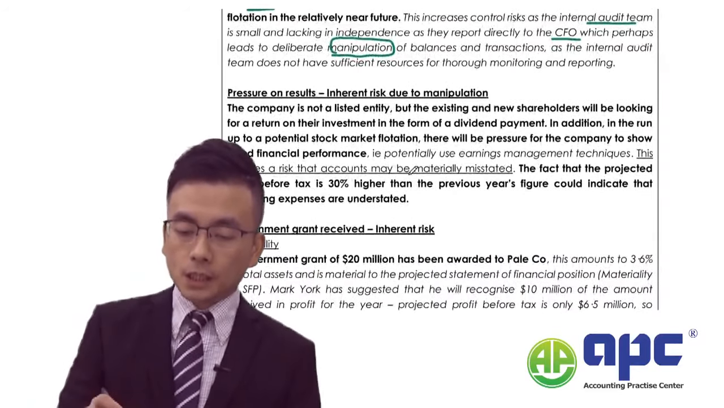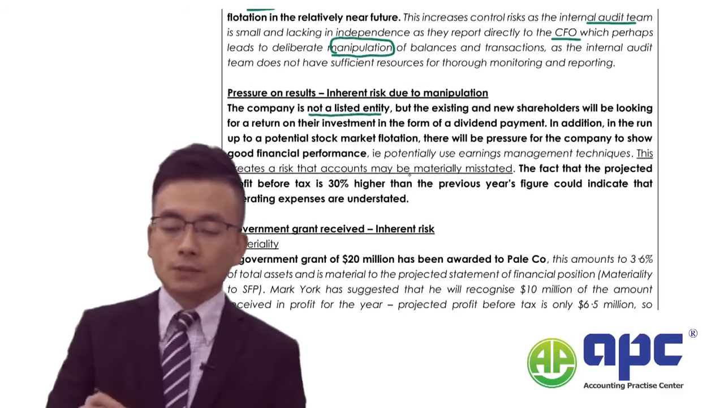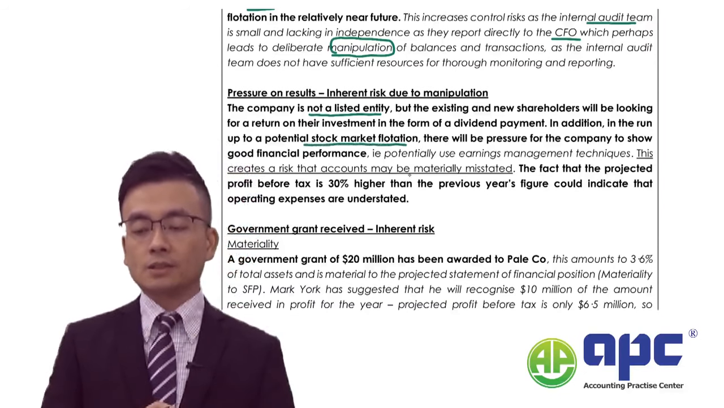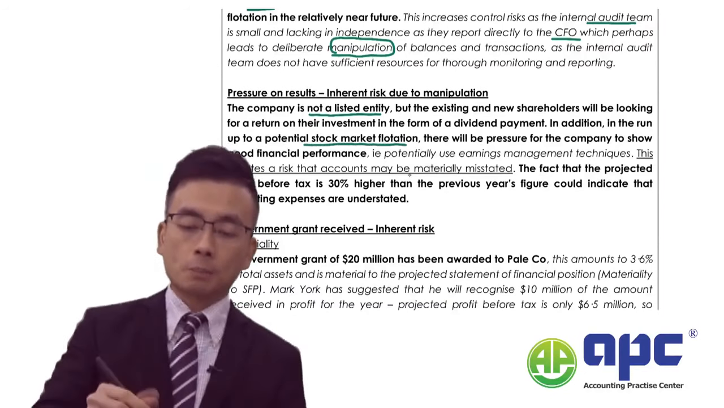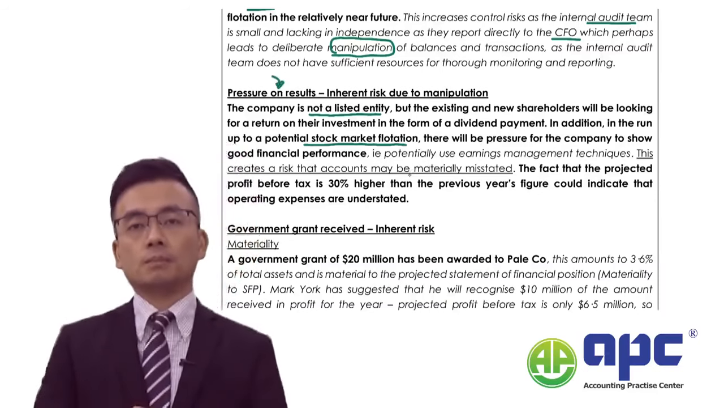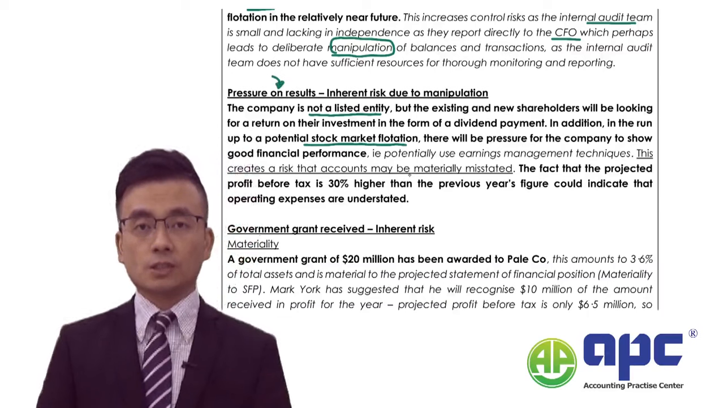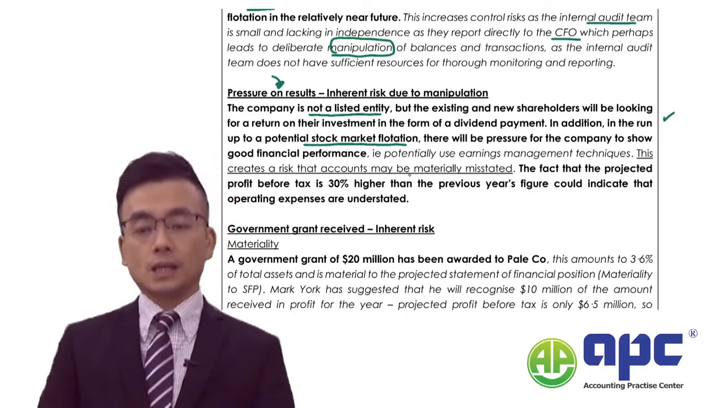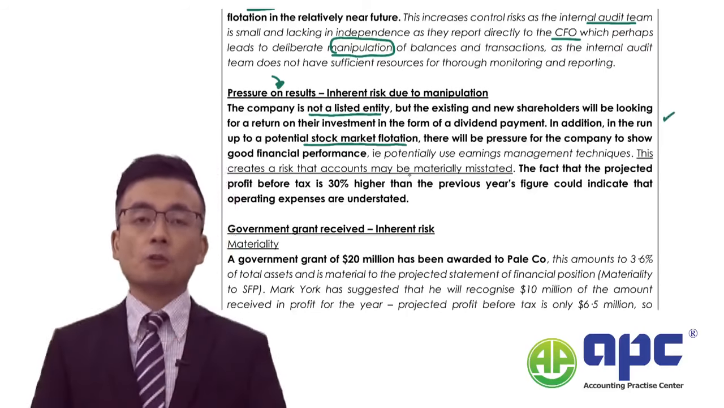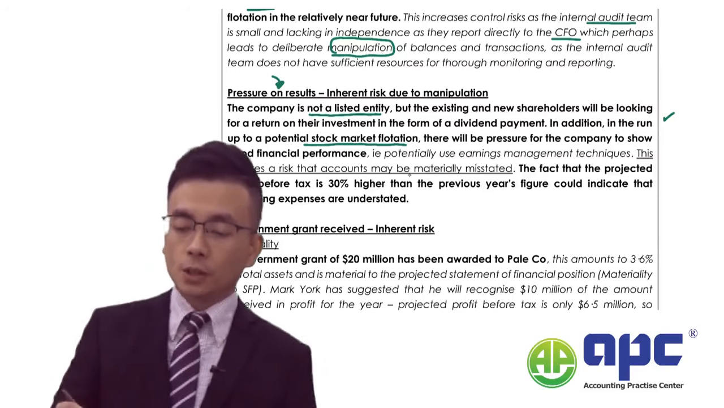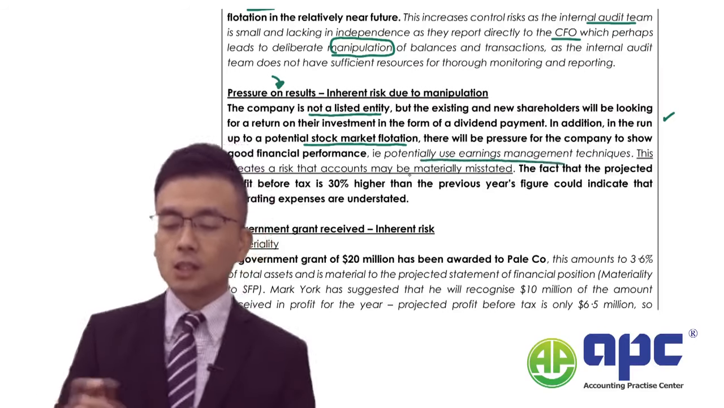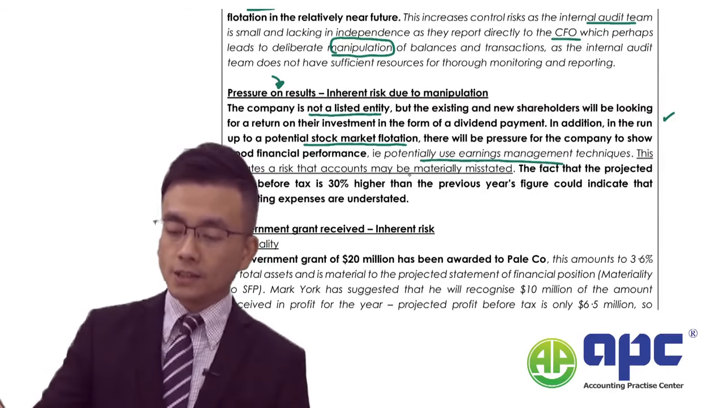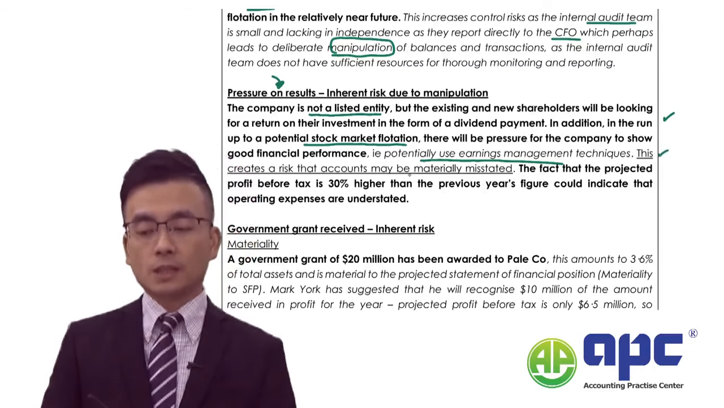And also, the company is not a listed company, and potentially is going forward to the stock market listing status. If this is the case, then it will be a problem on the measure. It's just another inherent risk to the account manipulation in some way. So I'm putting my point as step number one here, because that does not really involve any particular IFRS here. So the impact of this is that it may use earnings management techniques, okay? And this creates a risk that the accounts may be materially misstated.